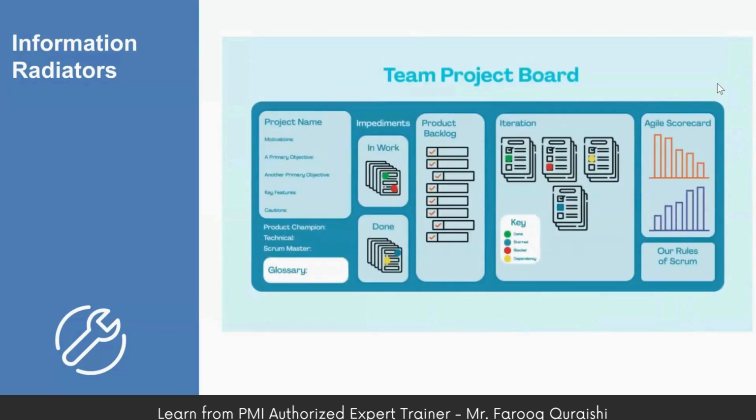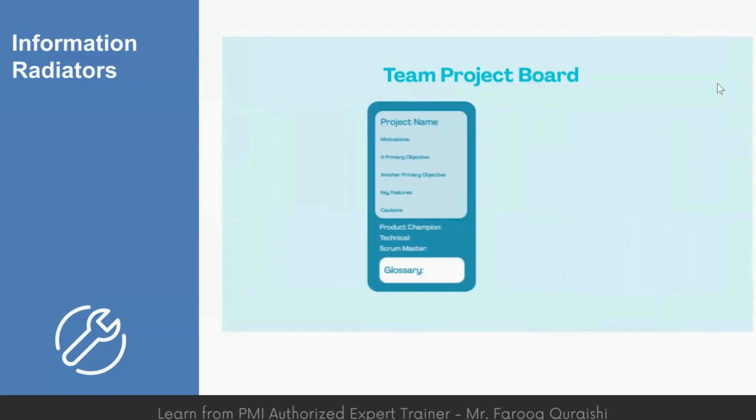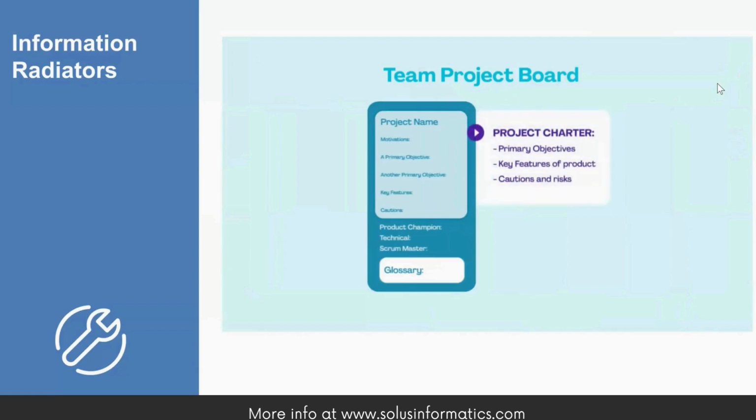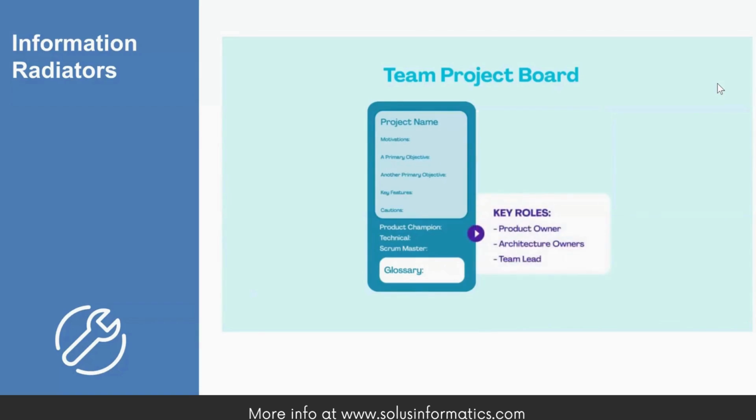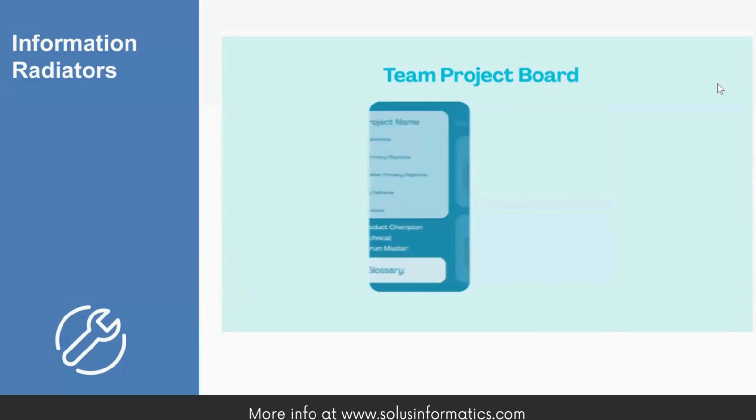That brings us to an information radiator. An information radiator is a type of visual control that displays project information in a place where passersby can see it and get information without having to ask questions. The far left column of this example starts with the project charter. This lists the project's primary objectives, key features, and cautions and risks. It also lists those who have key roles in the project's completion: the product owner, the architecture owners, and the team lead. Finally, it provides a glossary of project terms which may not be widely known.